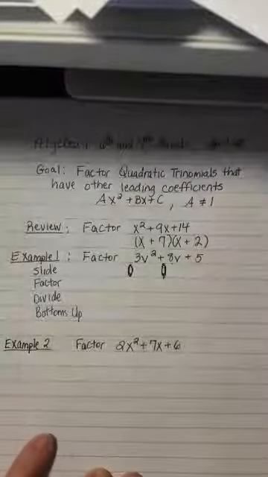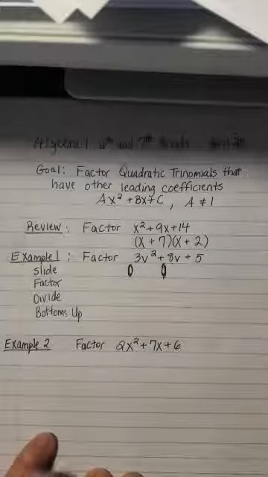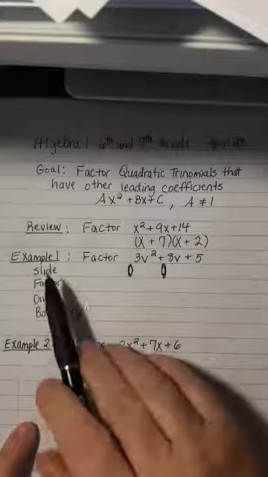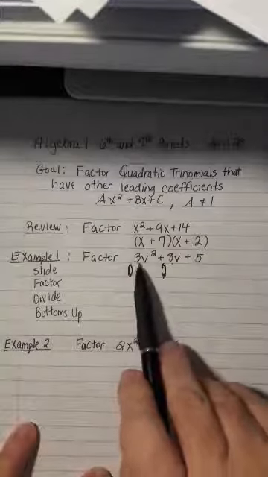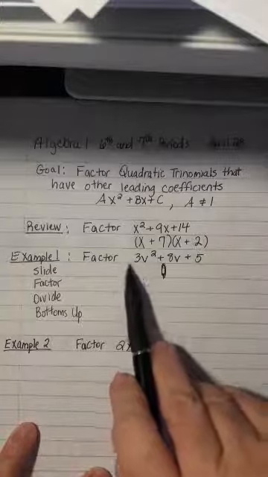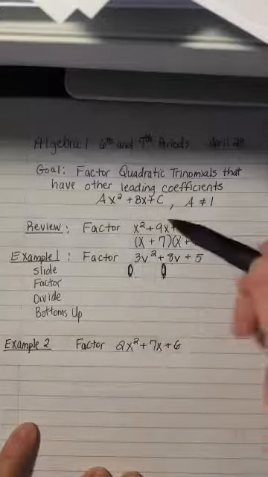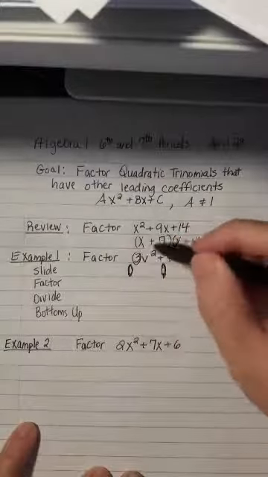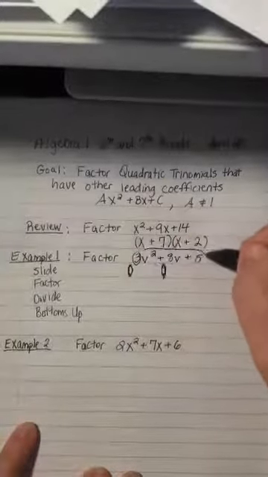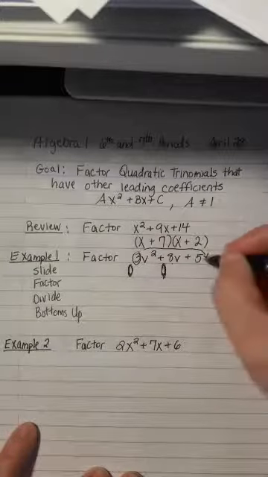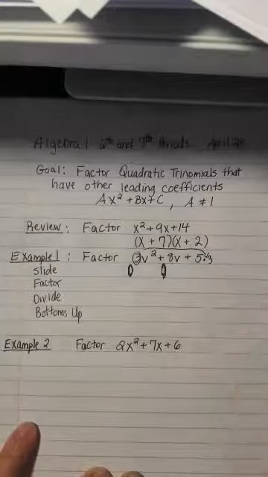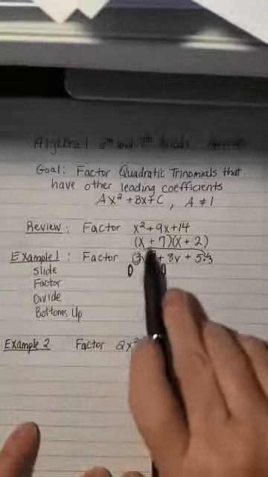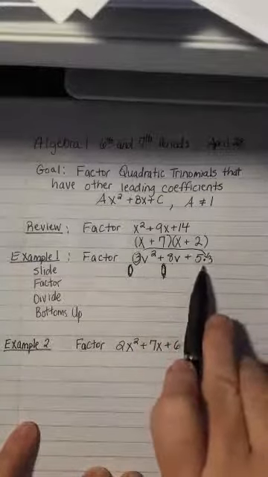All right, first step, we're going to slide. And when you slide, every time you take this number in the very front, the 3, you pick it up and move it down all the way to the end, and you multiply. So you pick the 3 up, you move it all the way to the end, and you multiply.